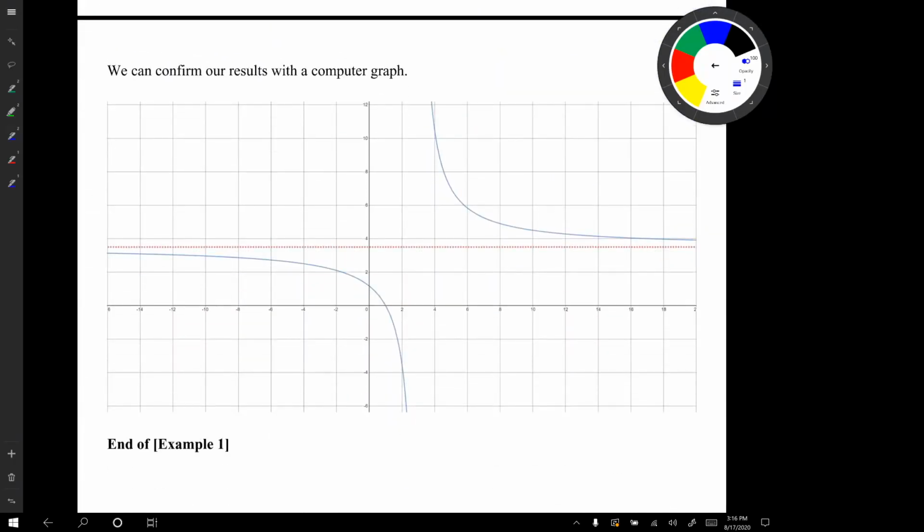We can confirm this result with the computer graph. Notice that there's a horizontal asymptote that has line equation y equals 7/2. That's the line equation for the horizontal asymptote. And we can see that the right end of the graph is getting closer and closer to this asymptote. And the left end of the graph is also getting closer and closer to this asymptote. That's the end of example 1.